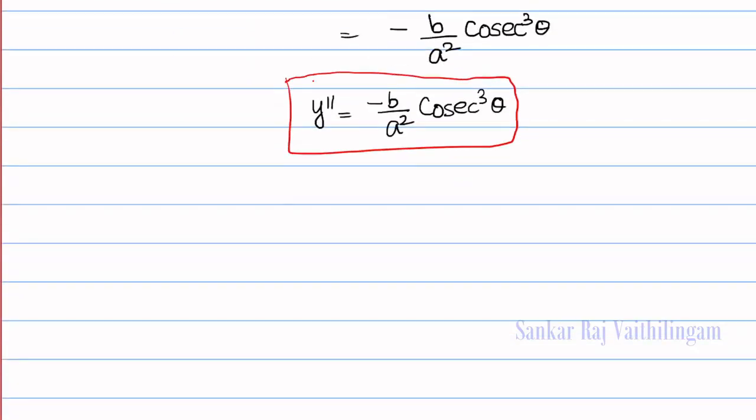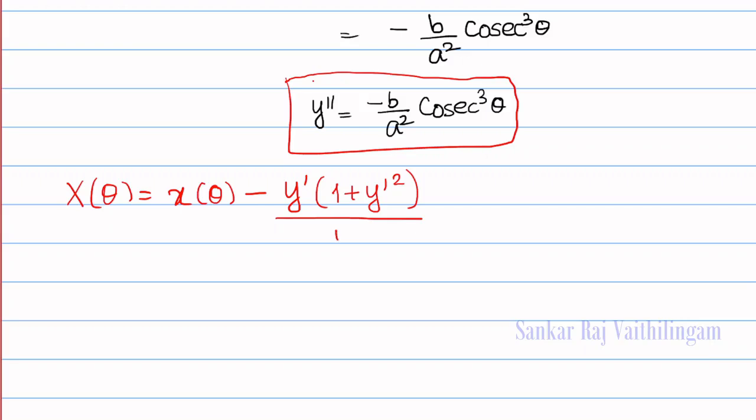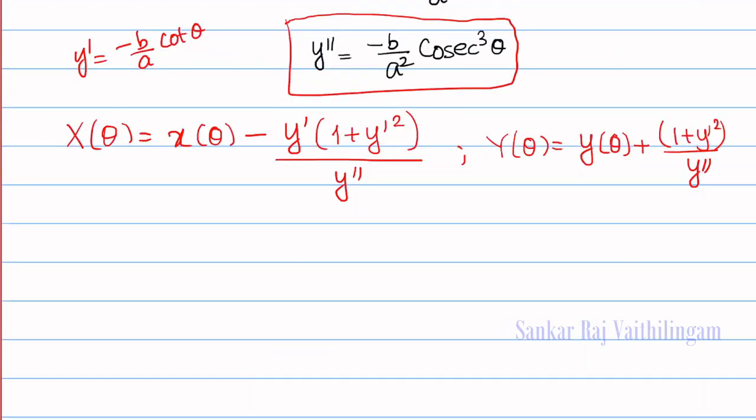We know that capital X, which is x of theta, is equal to x of theta minus y dash into 1 plus y dash the whole square, divided by y double dash. That is the value of X. In the same way, capital Y of theta is equal to y of theta plus the last term, 1 plus y dash the whole square divided by y double dash. That is all. Now let us calculate the X of theta.